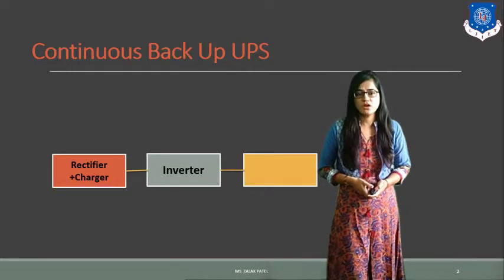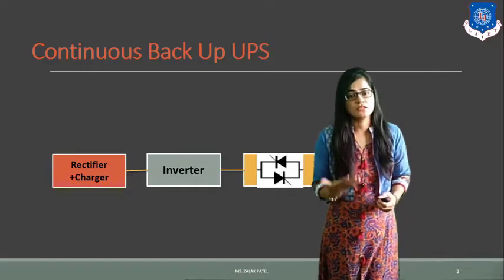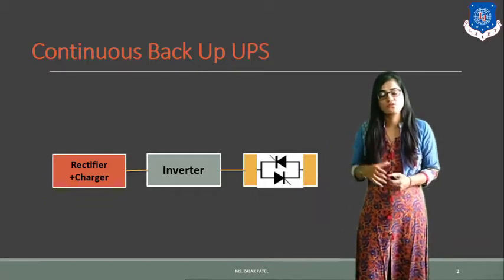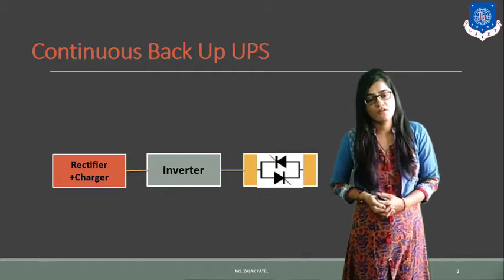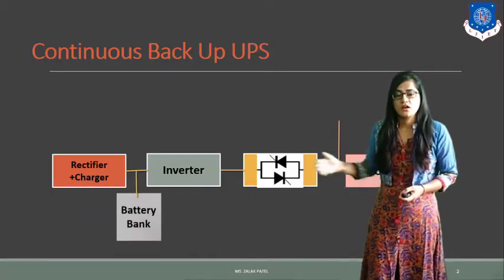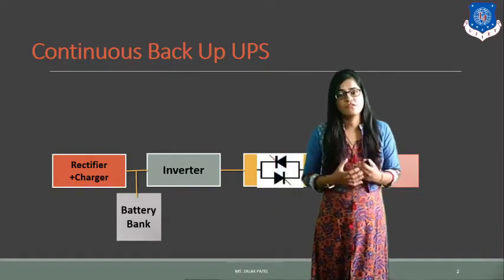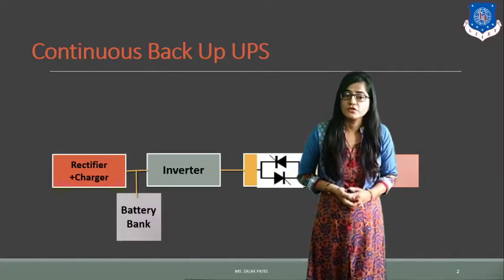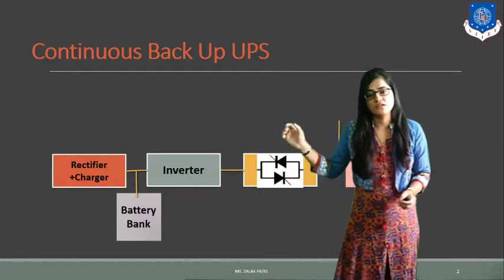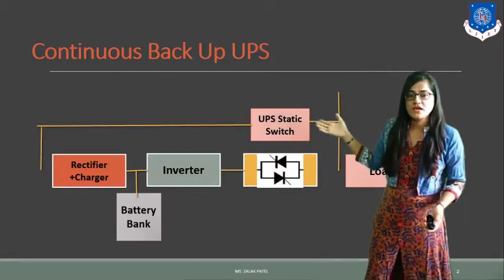The next block is the static switches. You can see that here two anti-parallel SCRs are connected back to back. Two SCRs will offer the UPS switch advantage as well as the static switch advantage. Then further it will be connected with the battery bank. This battery bank provides the function of continuous backup for the power. So after it is supplied to the inverter and then the static switches, it also goes to the battery bank to save the power. There is also one UPS static switch here.